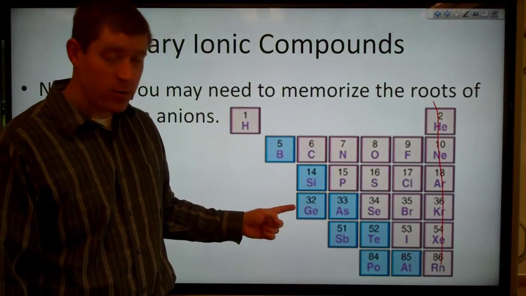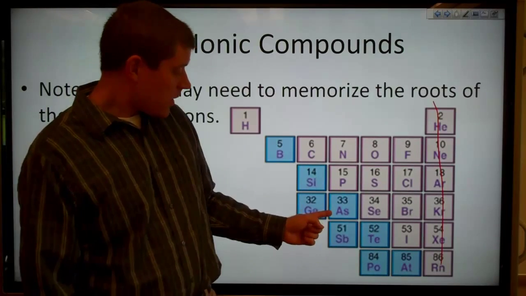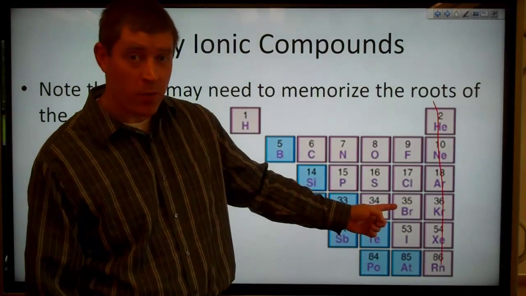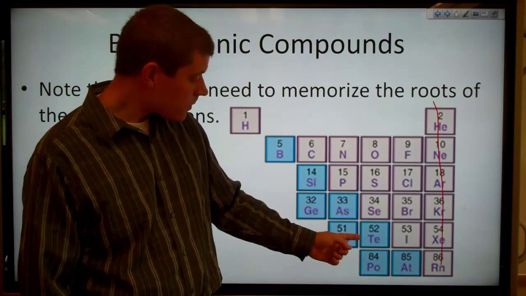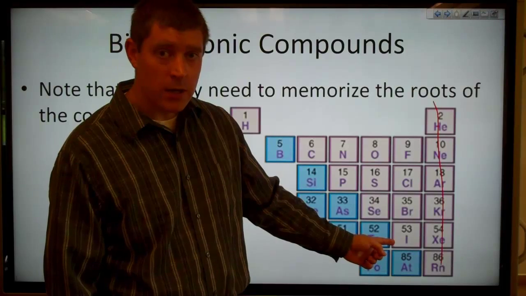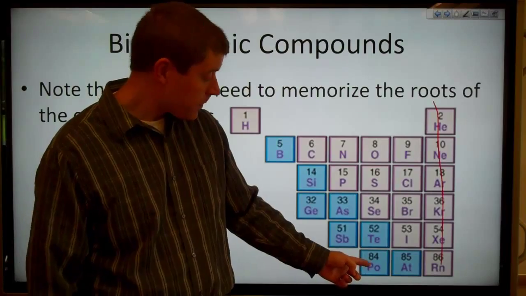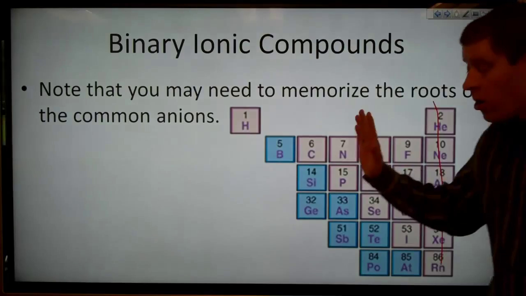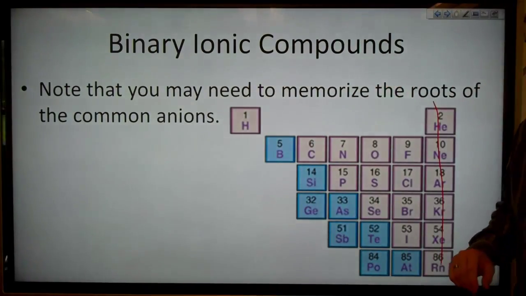Germanium, I don't know what that is. I've never used it, so you probably don't need to know it. Arsenic becomes arsenide, selenium becomes selenide, bromine becomes bromide, antimony would be antimonide, tellurium would be telluride, iodine becomes iodide, polonium would be polonide, astatine is astatide. So, those are the only ones that you need to know. All of the other ones are metals. Those will be positively charged cations, so you don't need to know the roots of them.